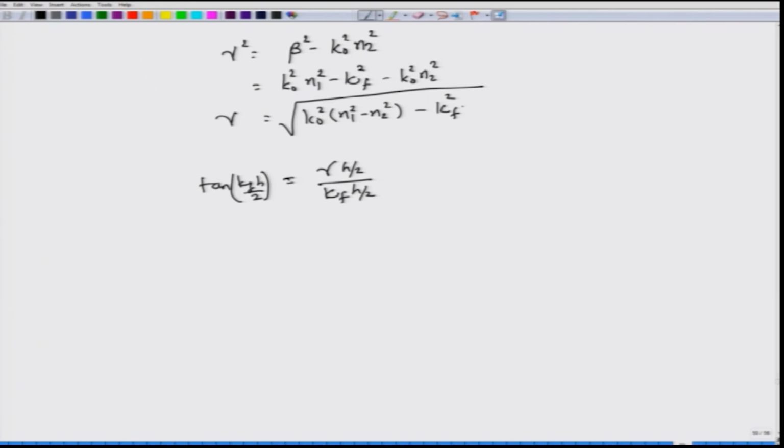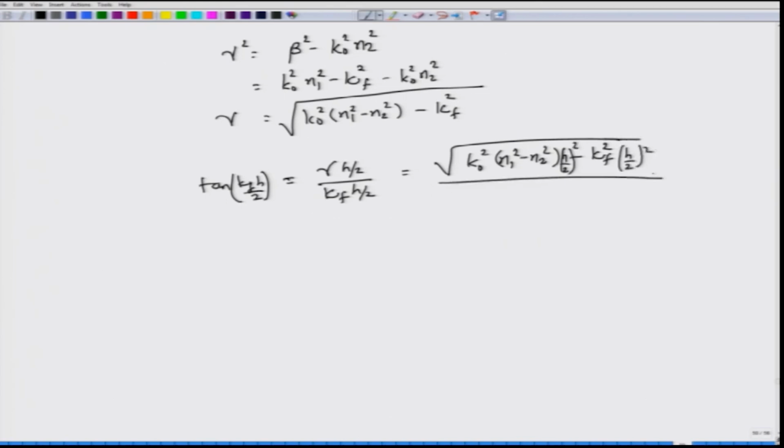You can even do that by writing this h/2 into the square root operation for gamma, because gamma, as we have seen from the above equation, will be the square root of k0^2 (n1^2 minus n2^2) minus kappa_f^2. So, when you take h/2 inside the square root, this becomes (h/2)^2, and then the denominator is essentially kappa_f h/2. So, what you have is a solution in which I can treat kappa_f h/2 as the independent variable, because all the equations that we have written essentially depend on kappa_f h/2.